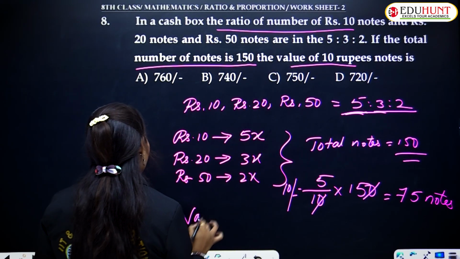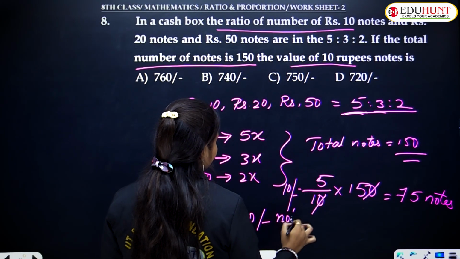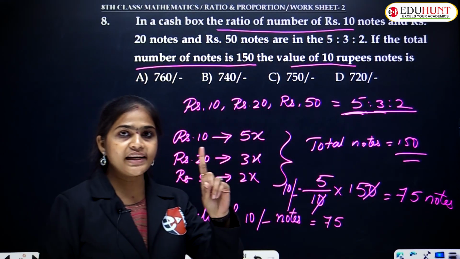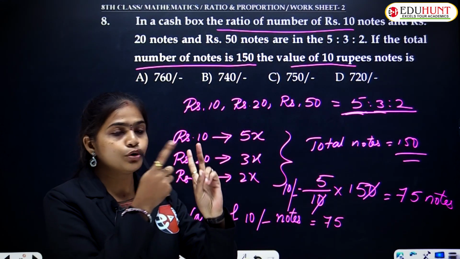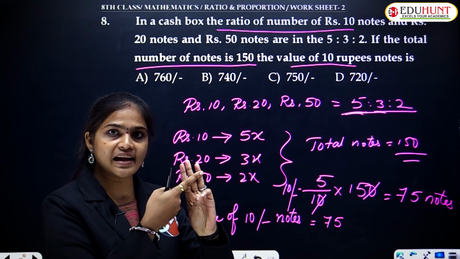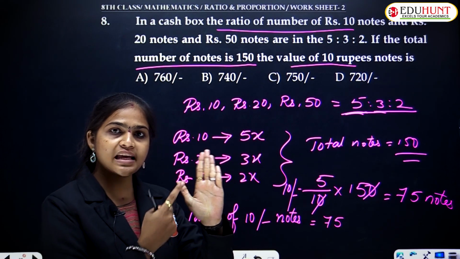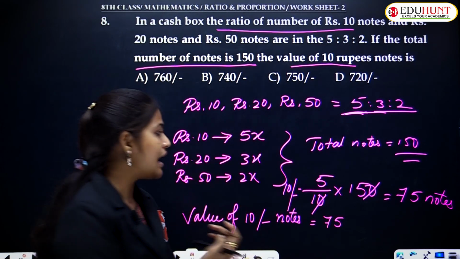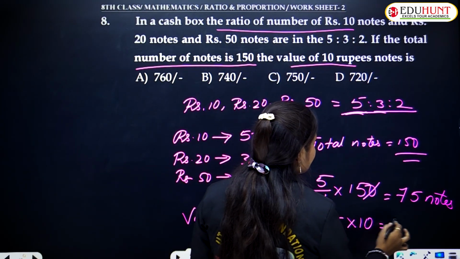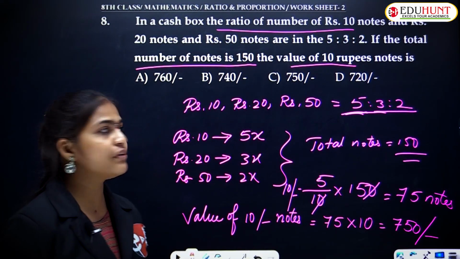Now, the value of the 10 rupee notes. How much? If 1 10 rupee note is there, its value is 10. 2 10 rupee notes means 10 plus 10, 20. 3 10 rupee notes means 30. 4 10 rupee notes means 4 into 10, 40. 5 10 rupee notes means 5 into 10, 50. Clear? And in the same way, 75 10 rupee notes are there and its value is 750 rupees.